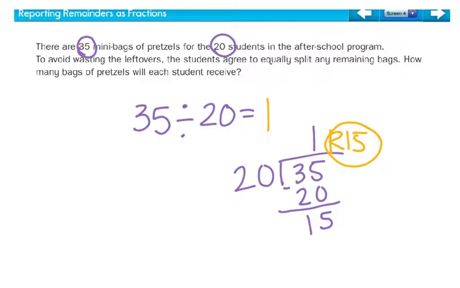So we're going to write it as a remainder, as a fractional remainder. So the remainder goes on the top, the numerator, and the divisor always goes on the bottom. So what we would say is that each student gets 1 15/20 of a bag of pretzels. So we don't want to ignore that remainder. We want to take those bags that remain, the 15 bags, and divide them up.